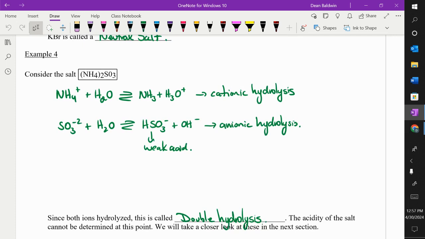And then there was the kind where you got both happening, double hydrolysis. So you had, in this case, the ammonium sulfite. The ammonium group can donate a proton. You got cationic. The sulfite can accept a proton, and you form this weak acid, HSO3 minus. So it doesn't ionize or push back 100% the other way. So we called it double hydrolysis. Today we're going to look at whether it is going to be pH greater than 7 or pH less than 7. In other words, of these two things that happen, which one wins?